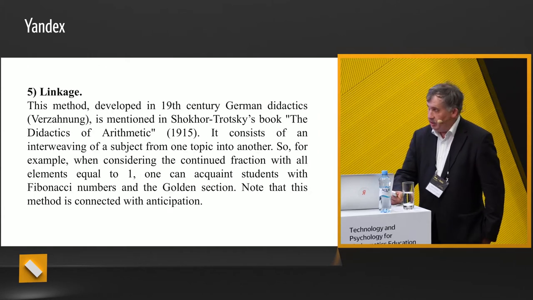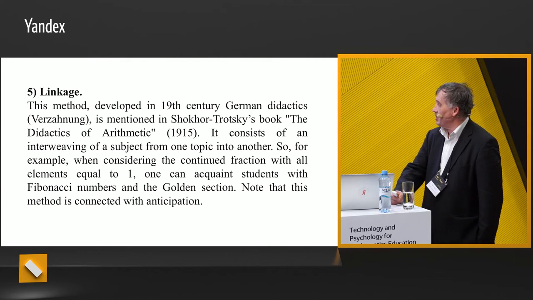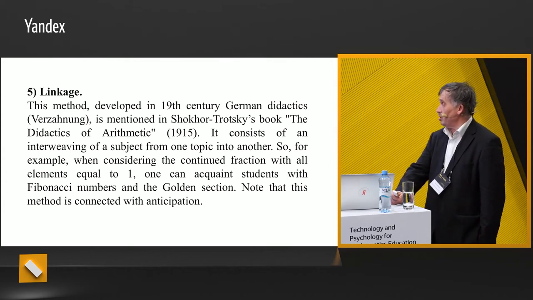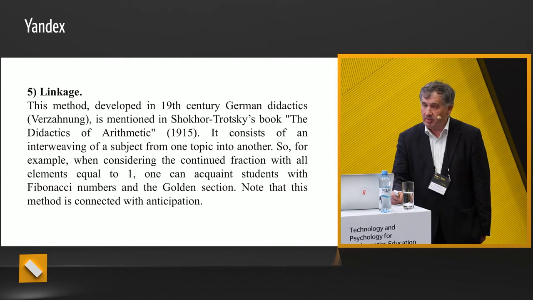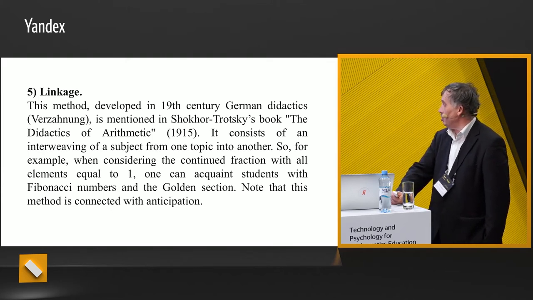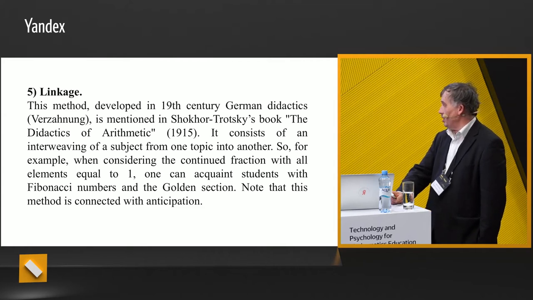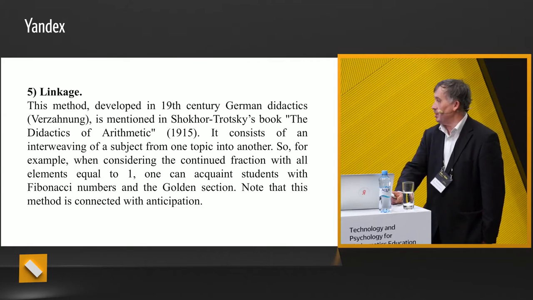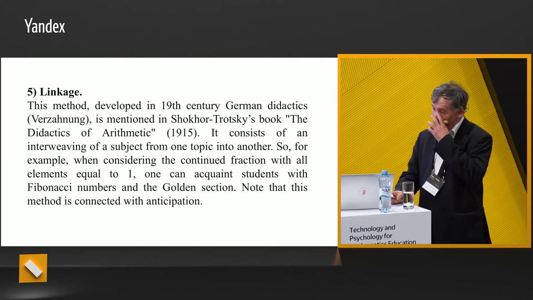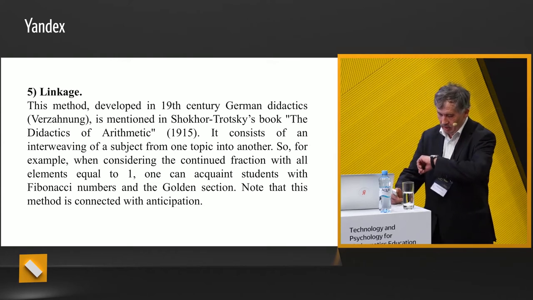The next element is linkage, in German Verzahnung. This method was developed in the 19th century by German didacticians, and it is mentioned in Schohaus and Trotsky's book, The Didactics of Arithmetic. It consists of an interweaving of a subject from one topic into another. For example, when considering the continued fraction with all elements equal to one, one can acquaint students with Fibonacci numbers and the golden section and so on. Note that this method is closely connected with anticipation.